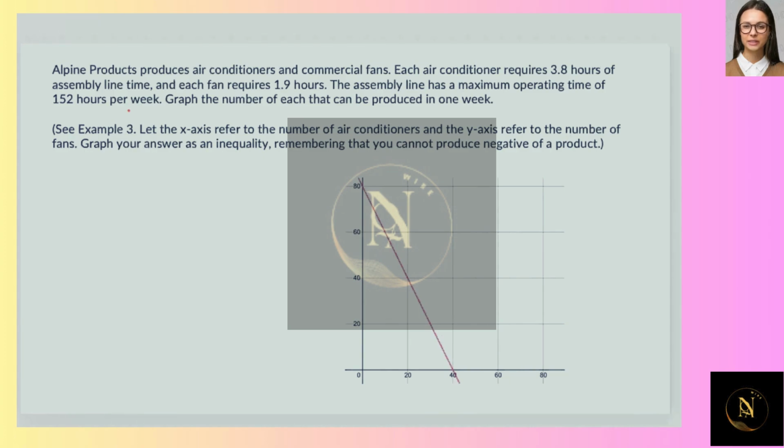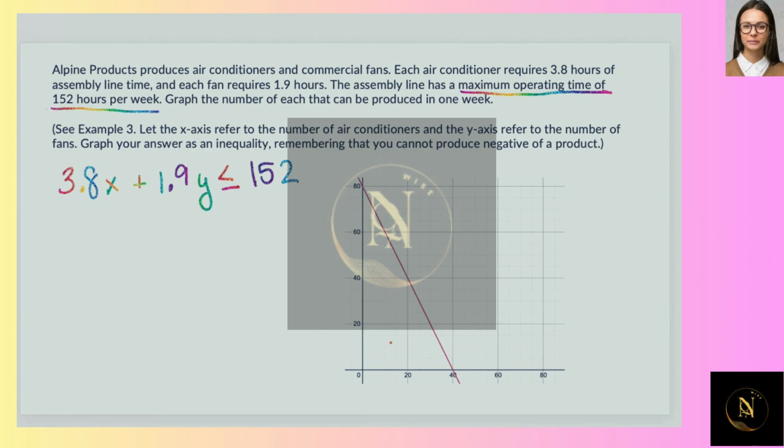So, first thing that I would want to do is write the equation that I'm going to be graphing. So I have 3.8x, x stands for air conditioners, plus 1.9y, y stands for fans. It has to be less than or equal to 152 hours because the assembly line has a maximum operating time of 152 hours per week.